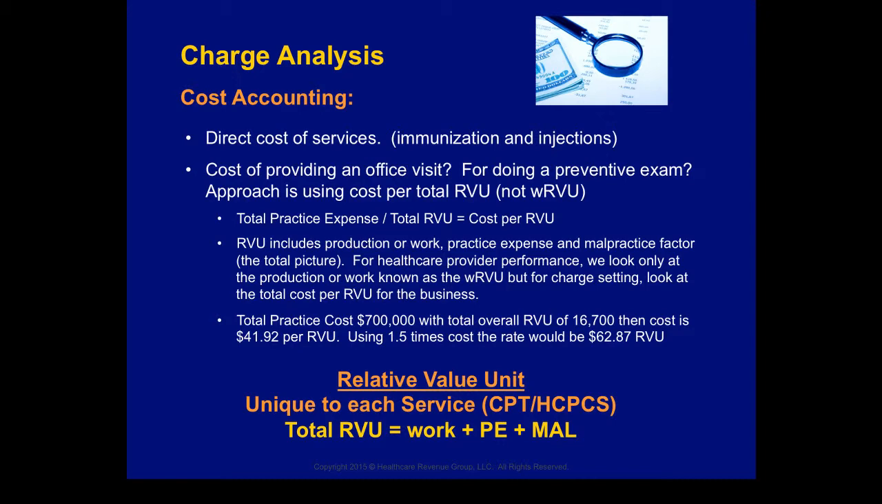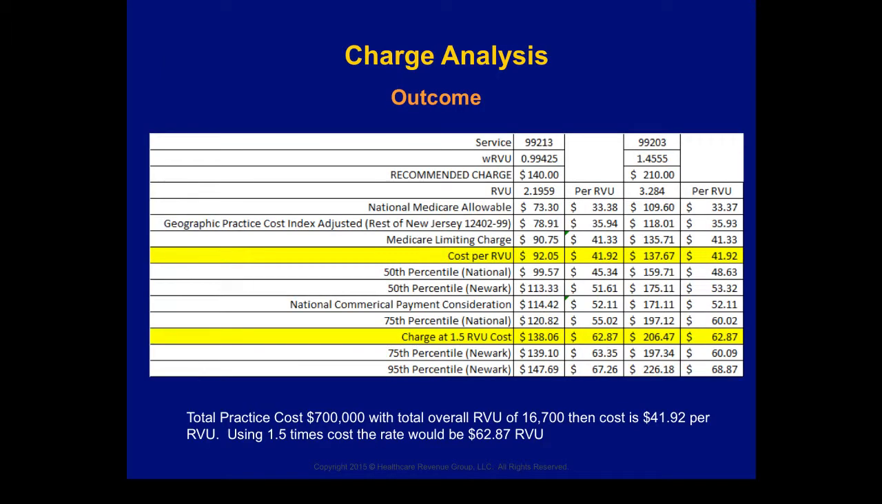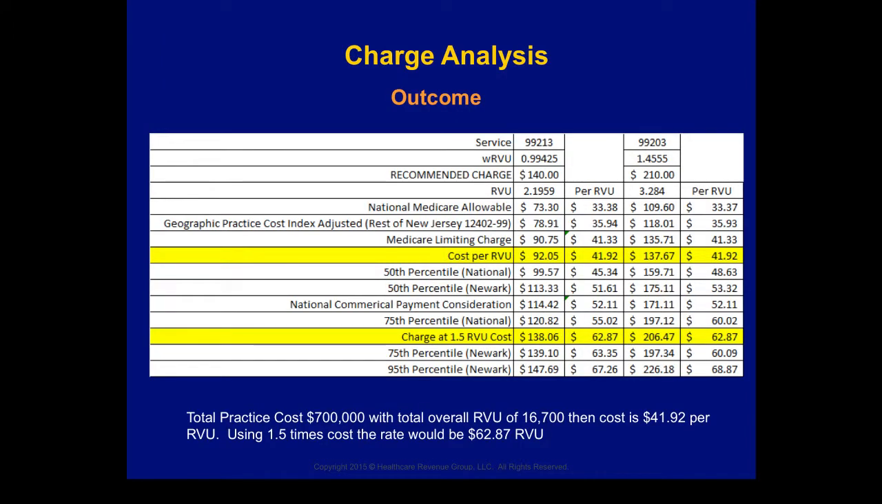Okay, so what does this really look like? Now this is going to be an expensive grid here. I'll come back to that in a second. Actually, I'm going to go back to it real fast. So right here, my 99203, remember my 3.284? And then my 99213, my 2.196. On this next grid, those two numbers are right here. My 99213 is 2.159 and 99203 is 3.284. So right there is my RVU.